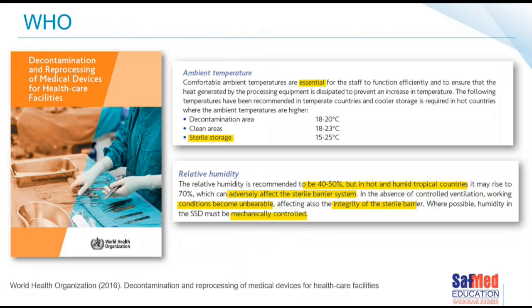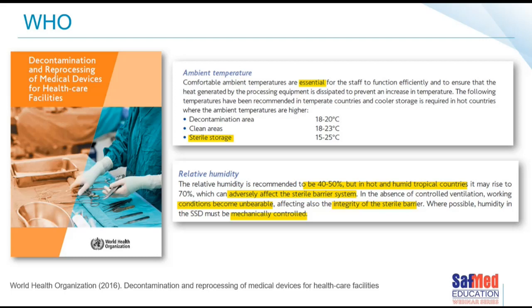What do the World Health Organization guidelines have to say about temperatures and humidities? It says over there that a comfortable ambient temperature is essential for the staff to function effectively and efficiently. And it's also, of course, important to ensure that the heat generated by the processing equipment is dissipated to prevent an increase in the temperature.